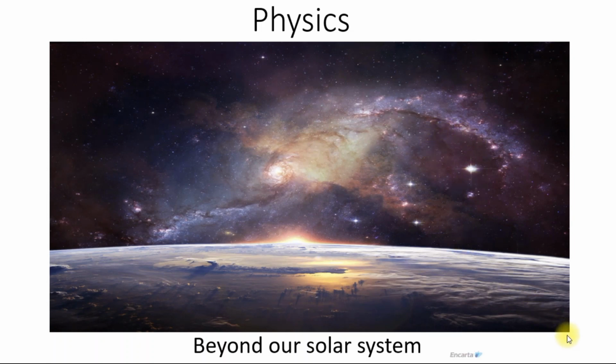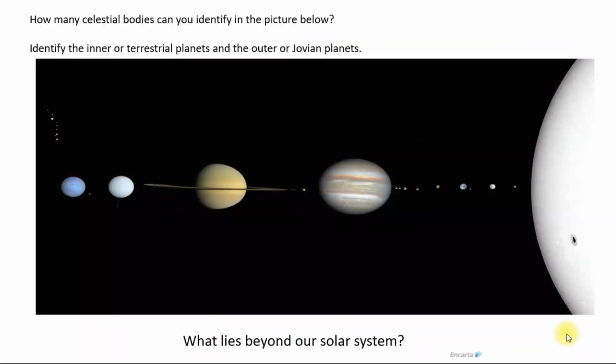As a starter, how many celestial bodies can you identify in the picture below? I can identify the Sun, the planets Mercury, Venus, Earth, Mars, some Jupiter moons, and a few asteroids here. Jupiter, Saturn, Uranus, Neptune, and I can also identify a few dwarf planets here, and a few other moons like this moon here.